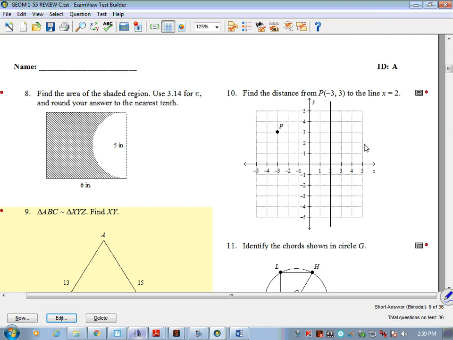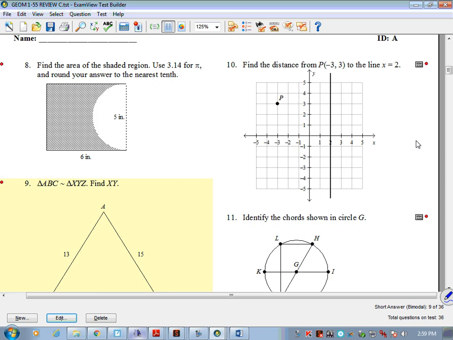Okay, let's come up to 10. This is one I was referring to earlier, lesson 42, finding distance from a point to a line. This is easier done whenever I have a vertical line and a point not on that line, because the shortest distance between a line and a point not on that line is a perpendicular line. Because this line is vertical, a perpendicular line to it is going to be horizontal, which makes it really easy to count how far away it is.